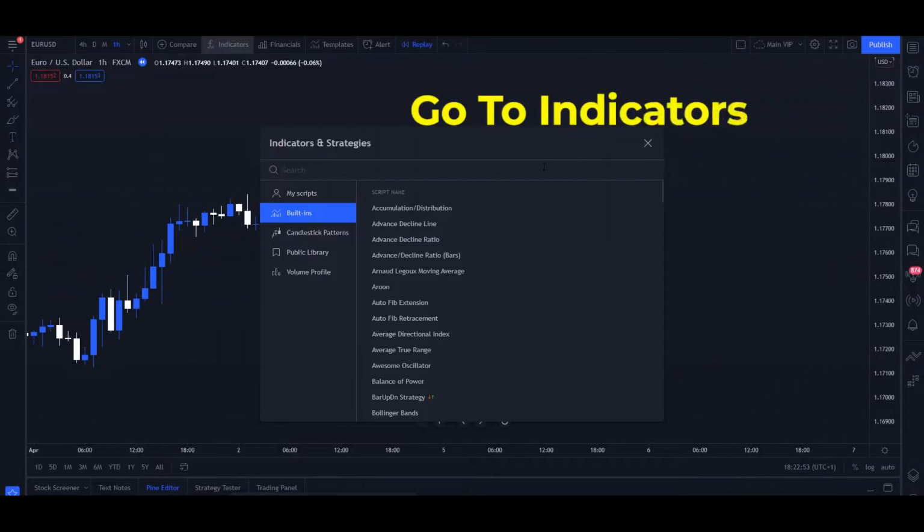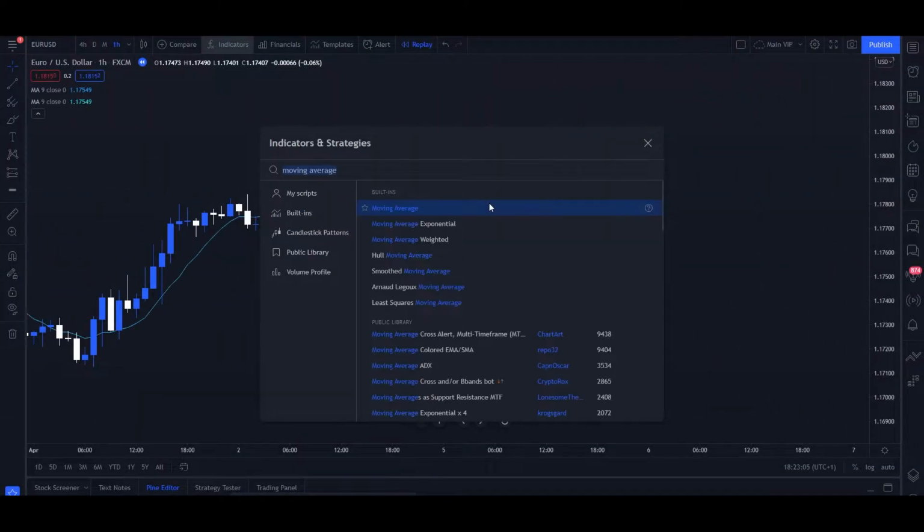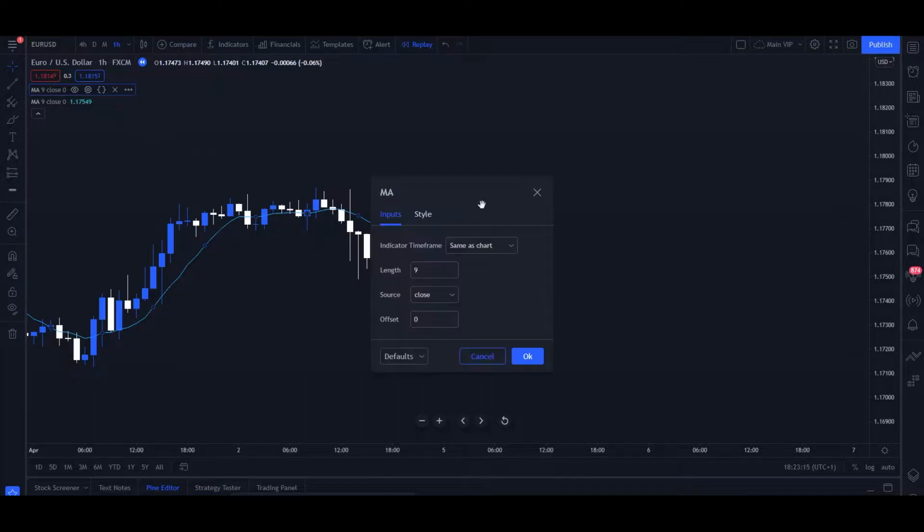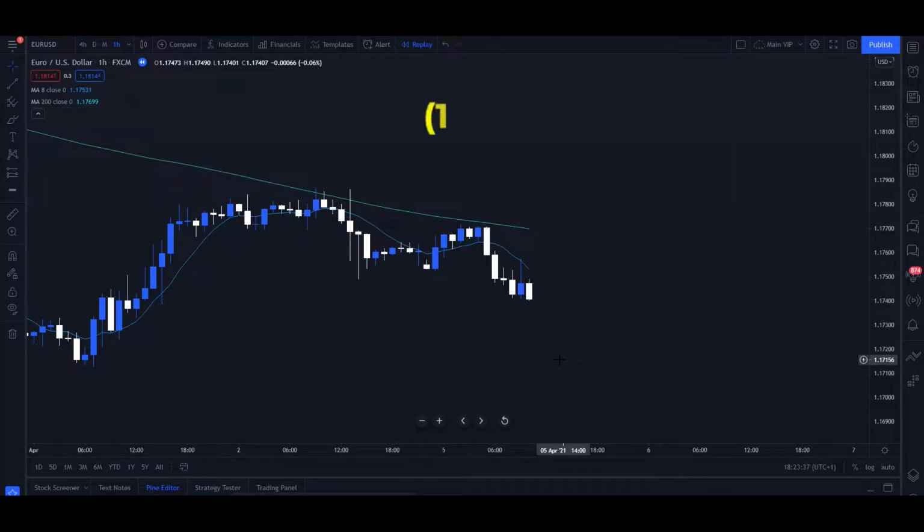Go inside indicators and type in the moving average. Once you do that, double click on it and open up 2 moving averages. We will also need to change the periods of them. Change them from the length of 9 to 8. And the second one, change the length of 9 to 200. Once you've done that, you will see 2 nice lines on your chart. And the moving average lines will give us a signal to enter the trade.